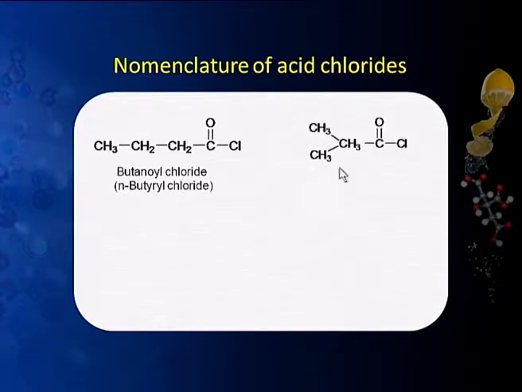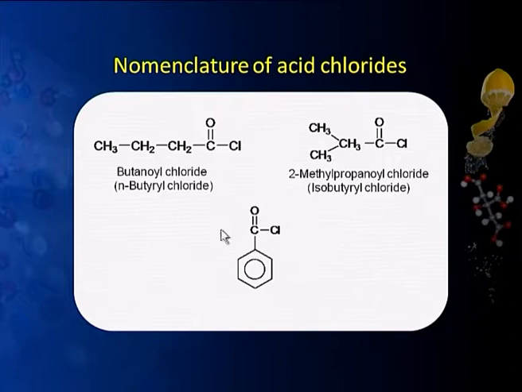Let us take another acid. This is 2-methylpropanoic acid, whose OH has been replaced by Cl. So its IUPAC name will be 2-methylpropanoyl chloride, and commonly this acid is called isobutyric acid. So its name for the chloride is isobutyryl chloride.